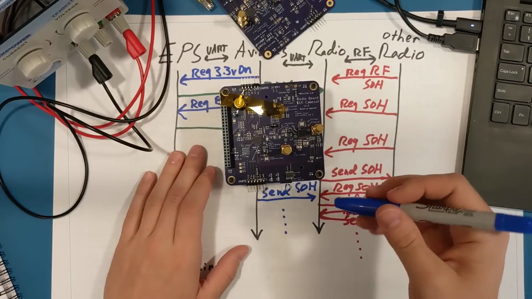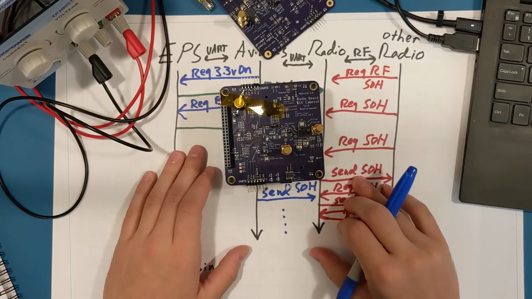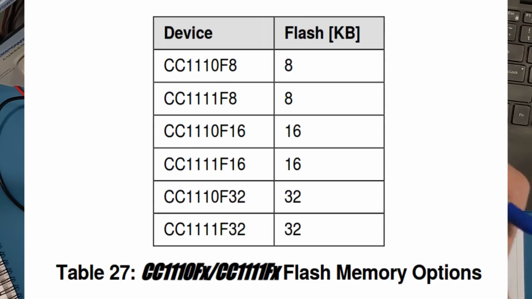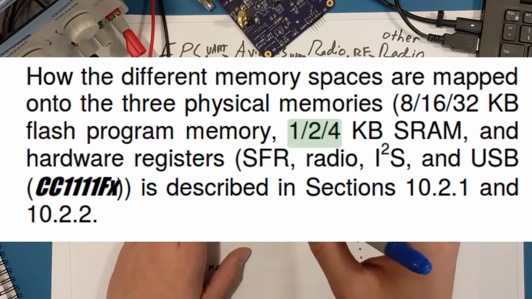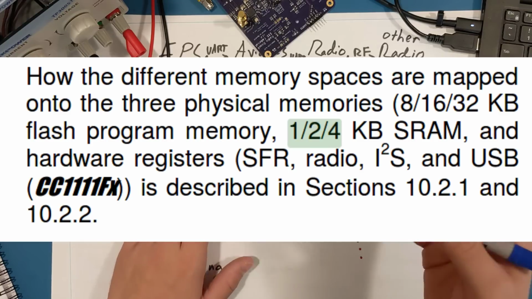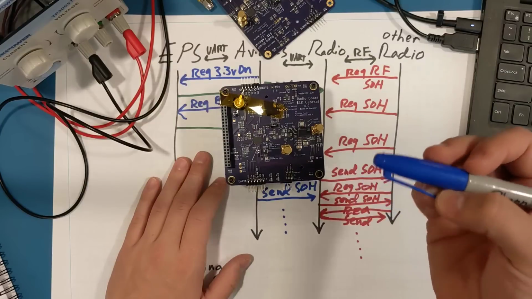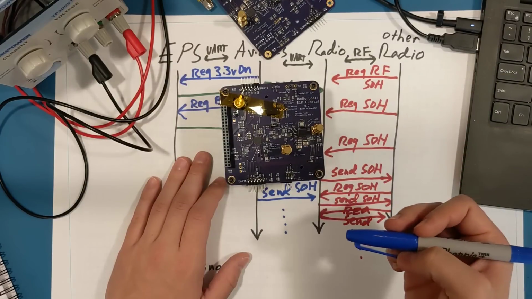Specifically, as it comes to the amount of RAM that it has. The F32 variant has 32 kilobytes of program flash and only 4 kilobytes of RAM. If you use the F16 or the F8 variant of the CC1110, you get correspondingly 2 kilobytes of RAM or 1 kilobyte of RAM.